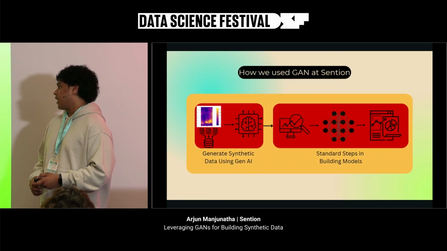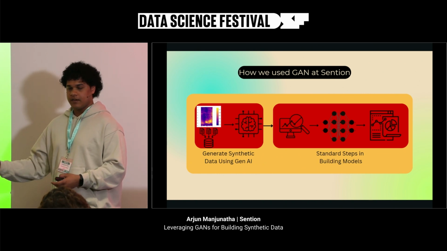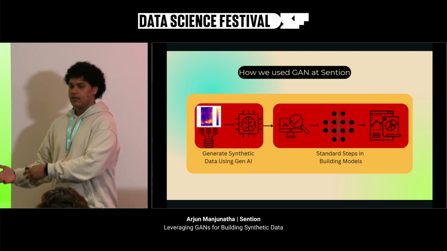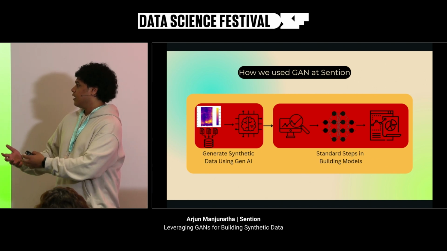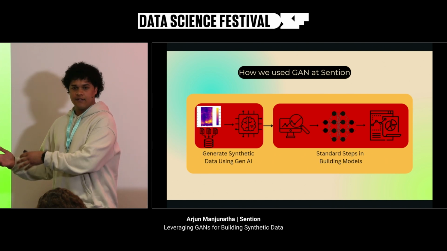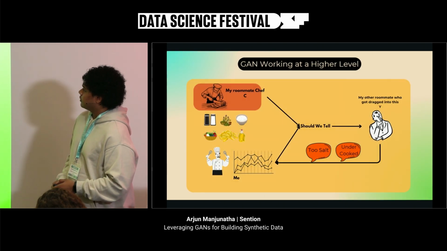How do we use GAN? We were trying to build RNNs to predict the life cycle of a battery, but we were working with a very small data set, so we had to leverage GANs in order to build a bigger data set and build a more robust RNN model to predict the life cycle of the battery. That's how we used generative AI at Sention.